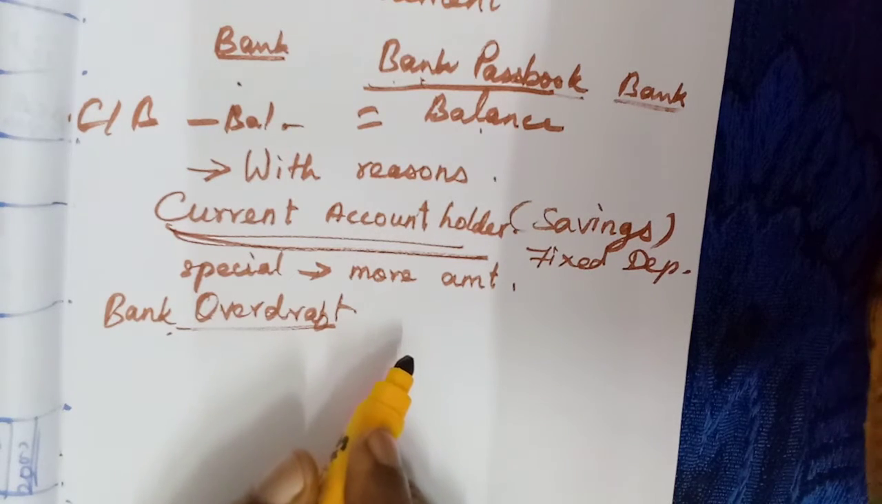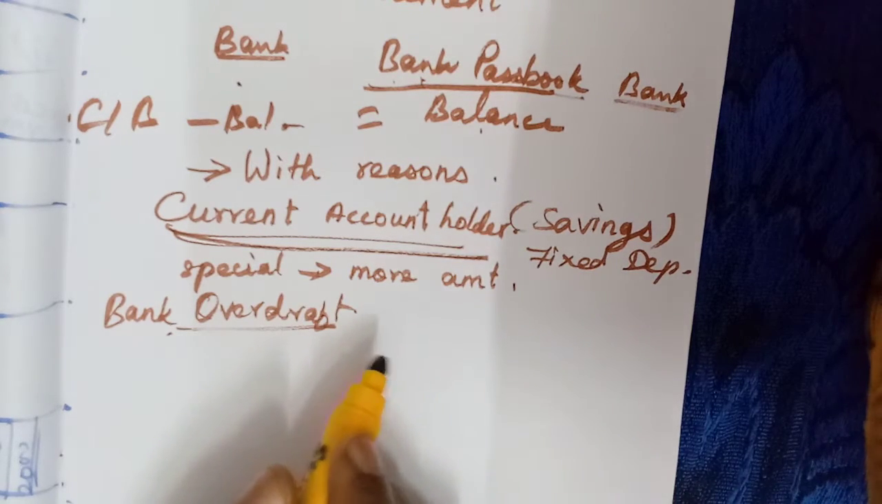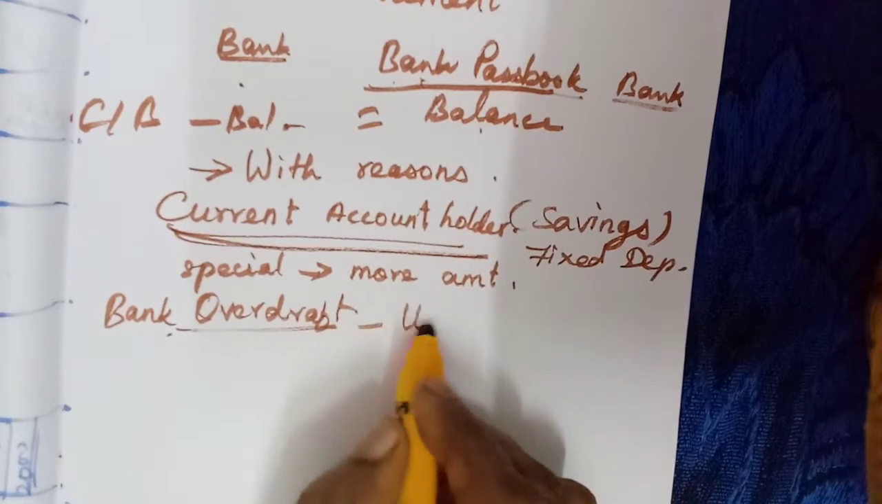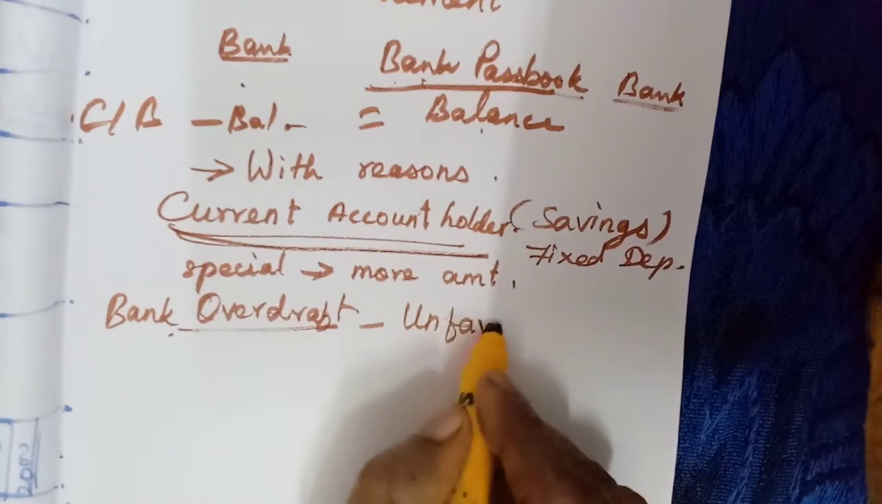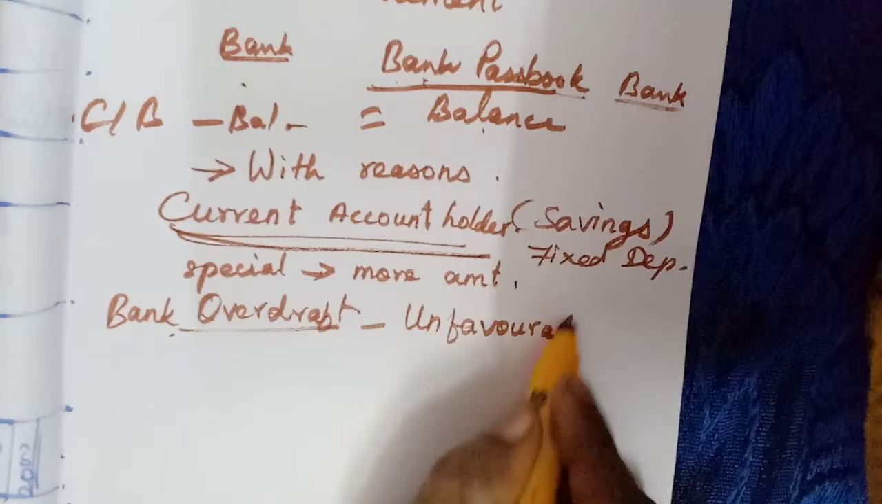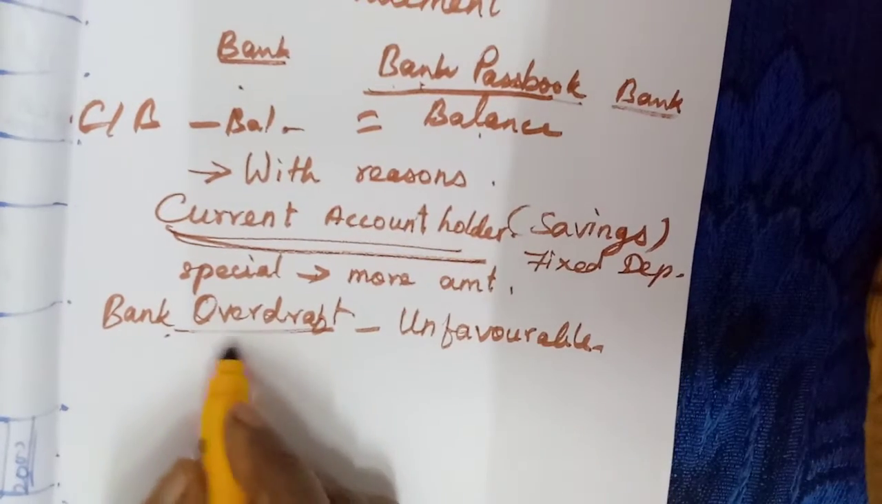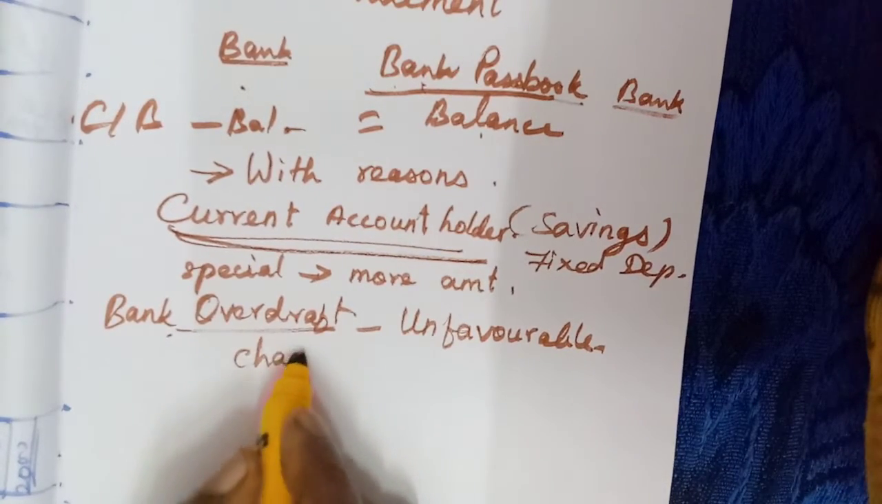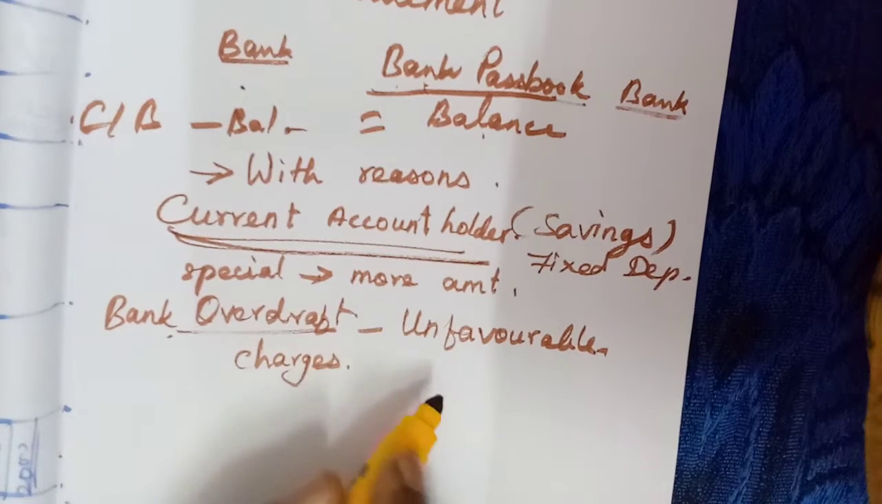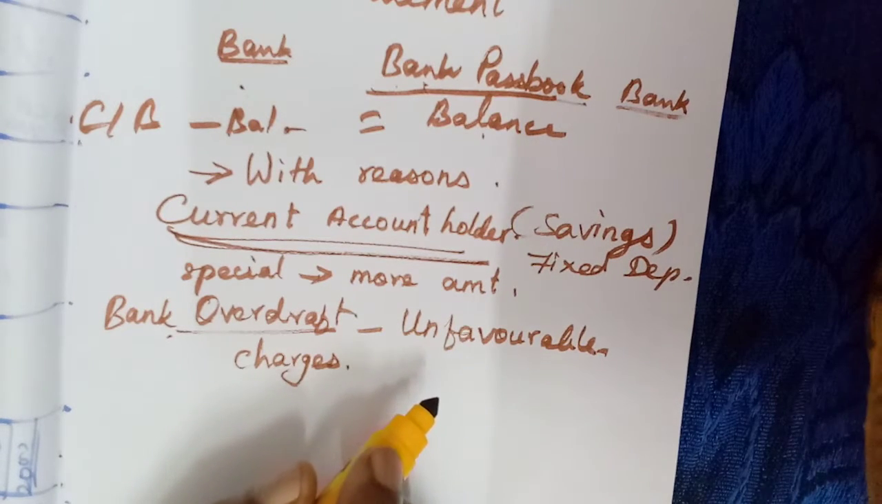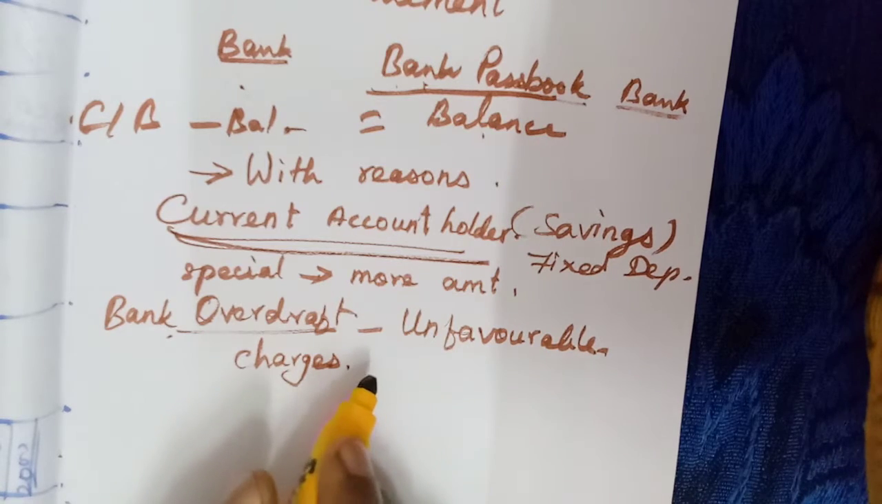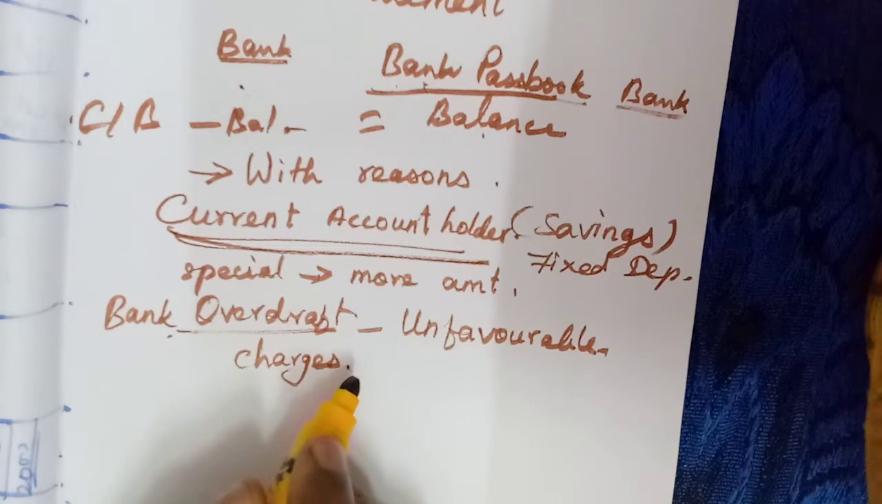This is called bank overdraft. Whether it is a favorable balance or an unfavorable balance, we can say it is an unfavorable balance. We need to pay some charges for this also. The bank will charge monthly or half yearly for the amount that they have given more than what is available in our account. That is called bank overdraft.